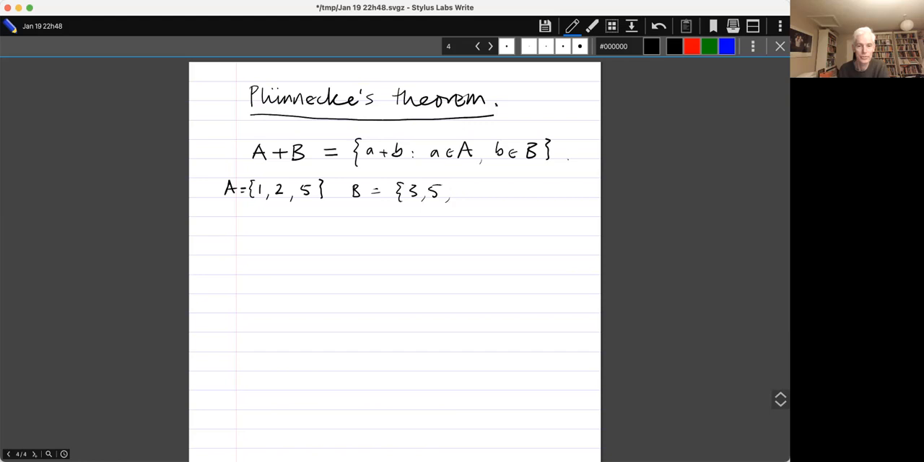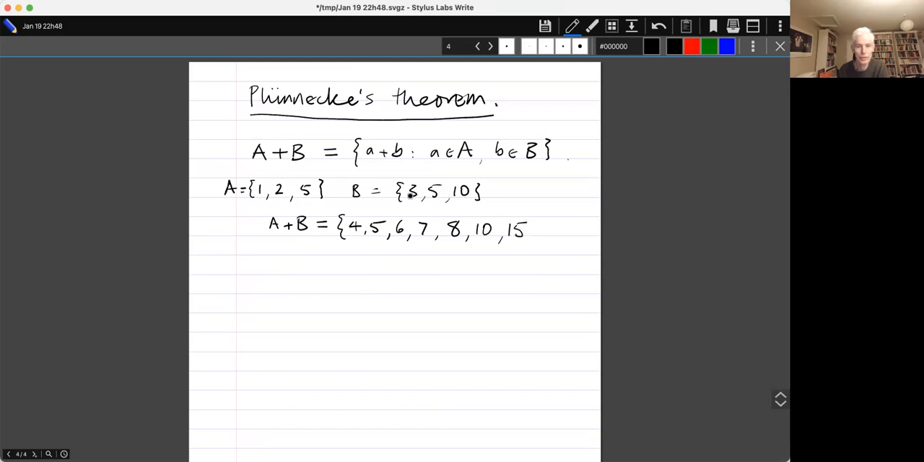and B equals {3, 5, 10} or something like that, then A plus B, it's not actually maybe the best of examples, but we'll do it anyway. So 3 plus 1 or 2 gives us 4 and 5, and 3 can also add a 5, so we will have to put 8 in a moment. 5 can add 1 or 2, so we get 6 and 7. We get 8 from 3 plus 5, and then we can't get 9, but we can get 10, and then we can get 15.